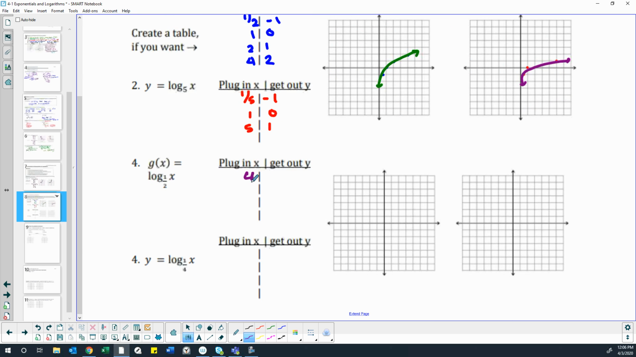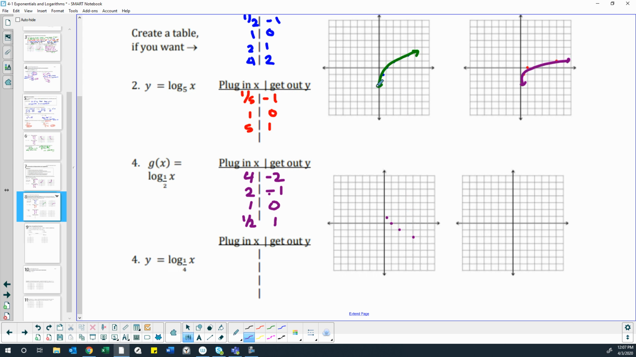I'm going to do a 4 and a 2 and a 1 and a 1/2. So if I plug in a 4, 1/2 to what power is 4? Well, it would have to be a -2, because we would need the negative to flip it over and 2 squared to get the 4. And then to get 2, we're just flipping that over, so that's a -1. And to get 1, that's a 0 power. It's always a 0 power. And then to get 1/2, that's just the first power, because 1/2 to the first power is 1/2. Okay, let's graph these. So 4, -2, 2, -1, 1, 0, 1/2, 1.